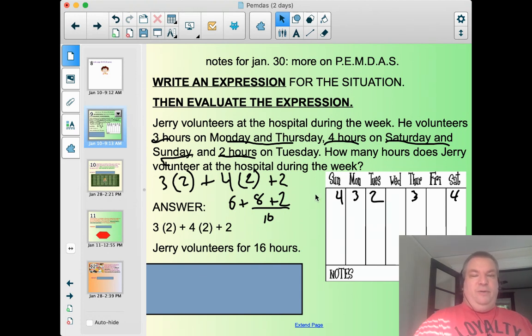Well, let's say we want to figure out how many times he volunteered during the whole year. Well, we don't want to be adding up that many numbers. That would take a lot of time to do. But if we use multiplication in this format, we can do it pretty easily.